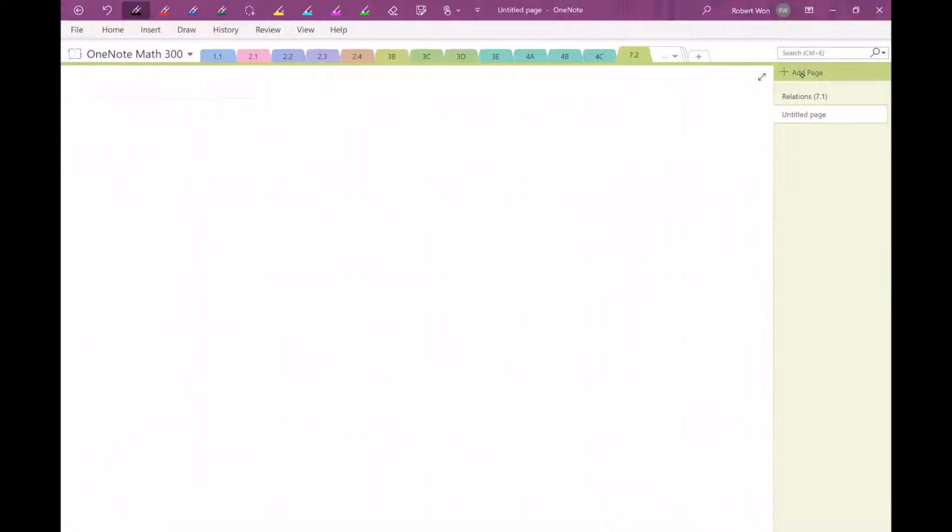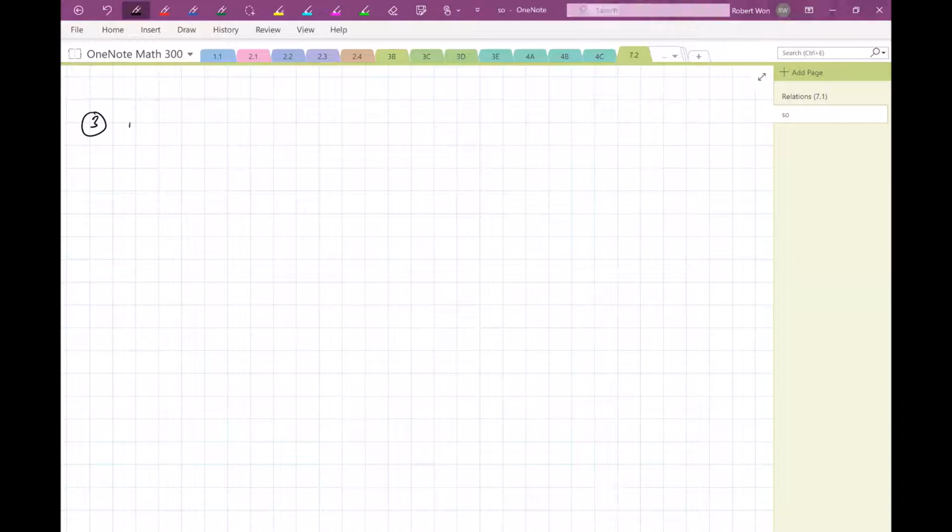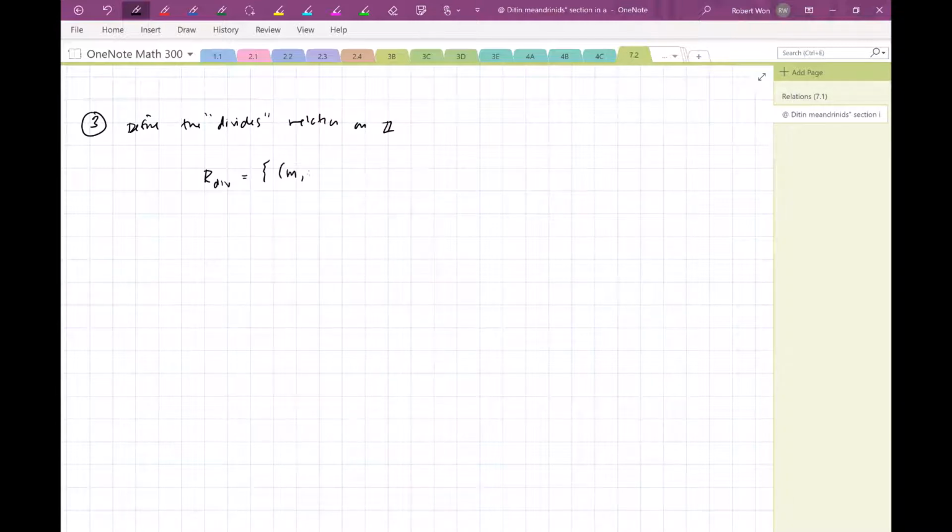Let me give you one last example, one nice natural example. Let's define the divides relation on Z. Let's define this divides relation on the set of integers. Well, what do I mean by this? Let's call it R sub div, just for now. And I'll define it to be all pairs (m, n) inside of the Cartesian product such that m divides n. This is a subset of the Cartesian product.